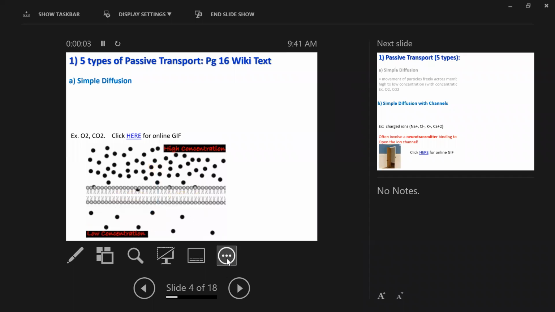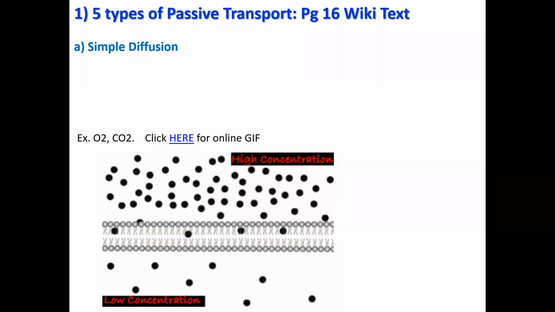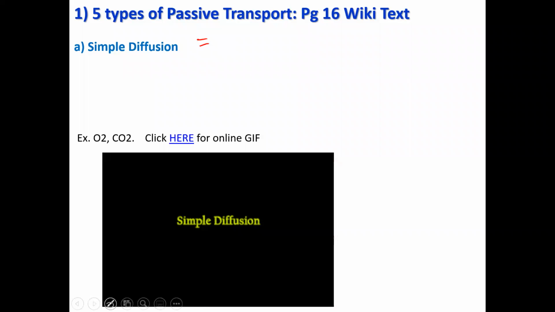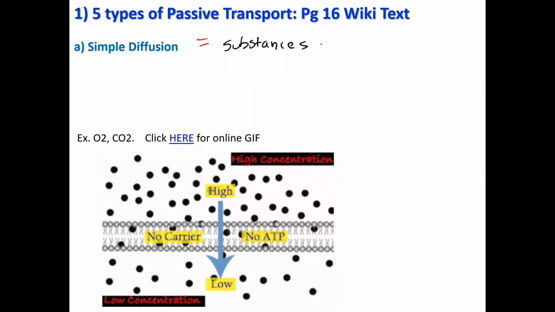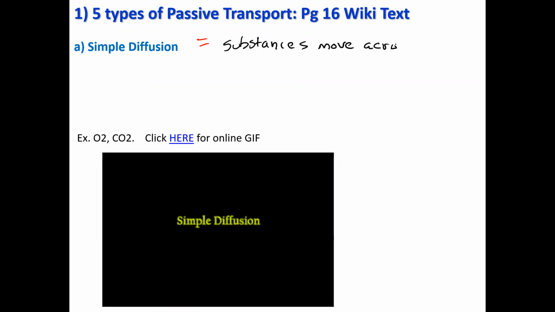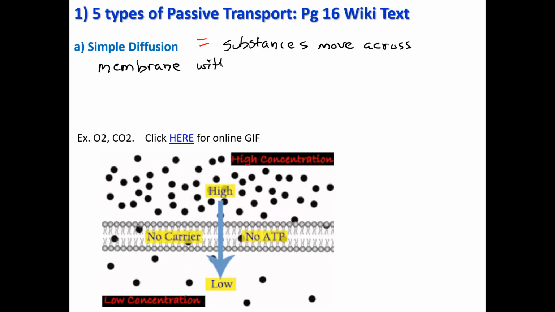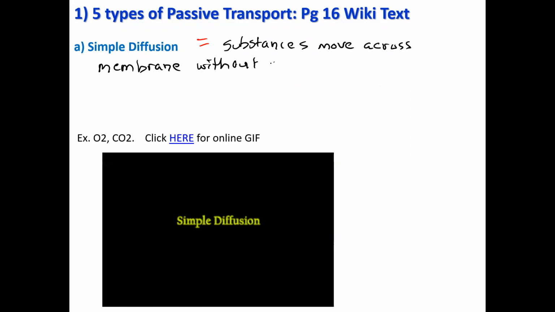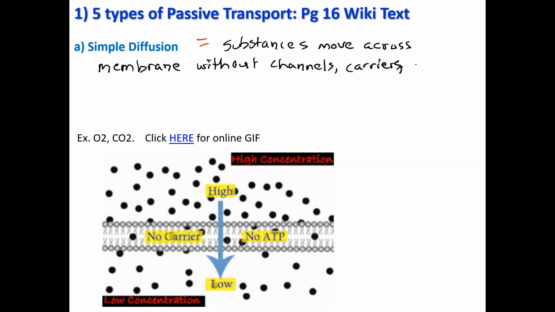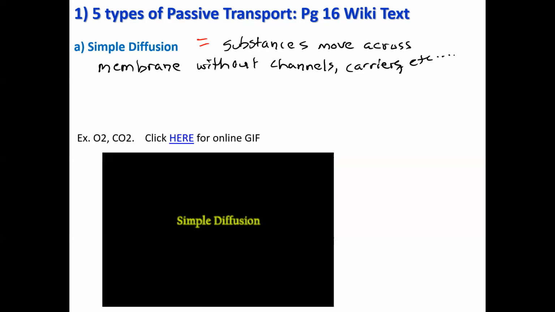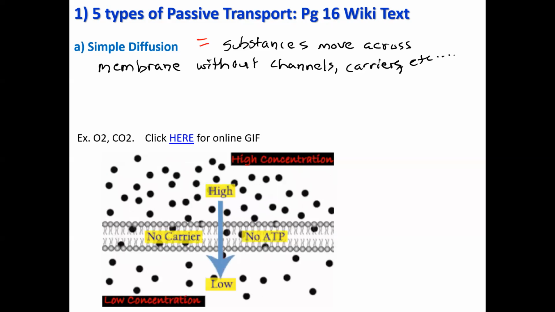Okay, simple diffusion. It's all passive, doesn't require ATP. Oh, I hate the red pen. Let's not do that. Equals substances move across membrane without the need of anything, without channels, without carriers. I'll put etc. There's many different things that substances can use to get across a membrane. Simple diffusion goes right on through. So that really is oxygen, CO2, and some other things.